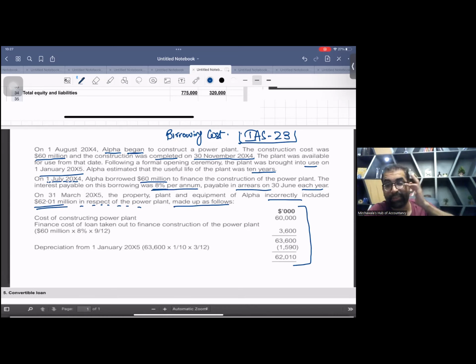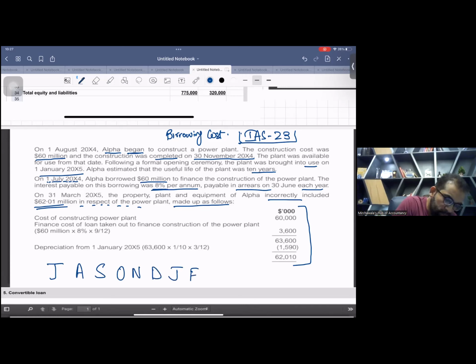The first thing, wait, you took the loan in July. Let me write the whole: July, August, September, October, November, December, January, February, and March. March is your year end. So you took the loan in July, and from July to March, there are a total of 9 months. So in this accounting period, you utilized the loan for 9 months.